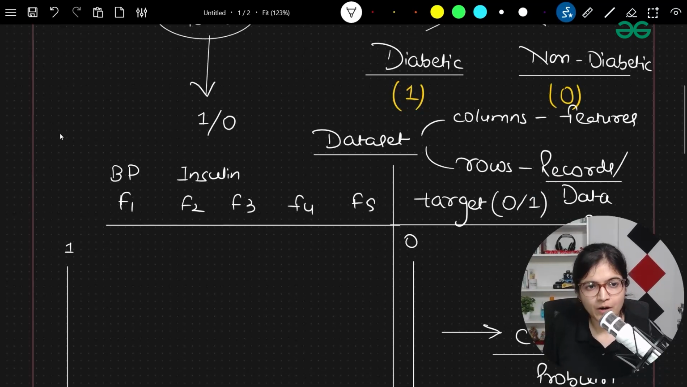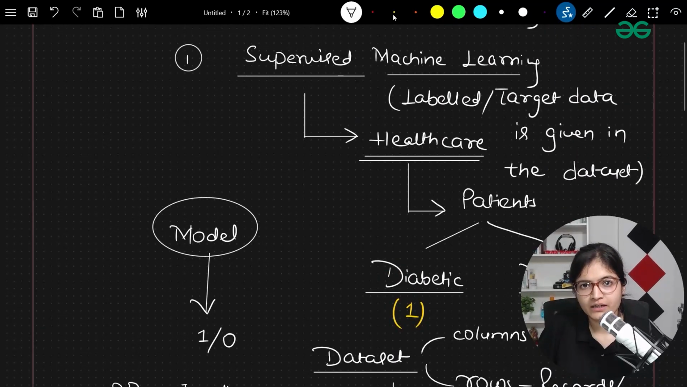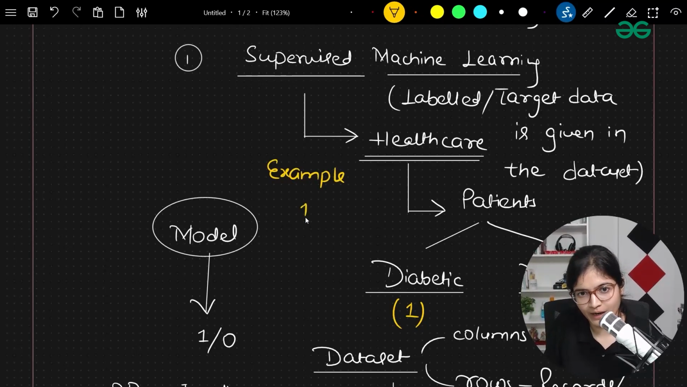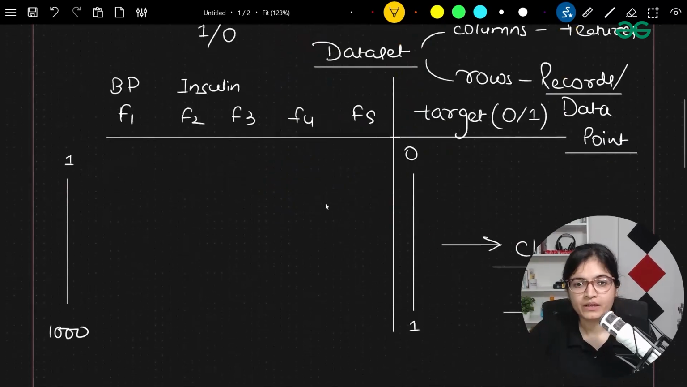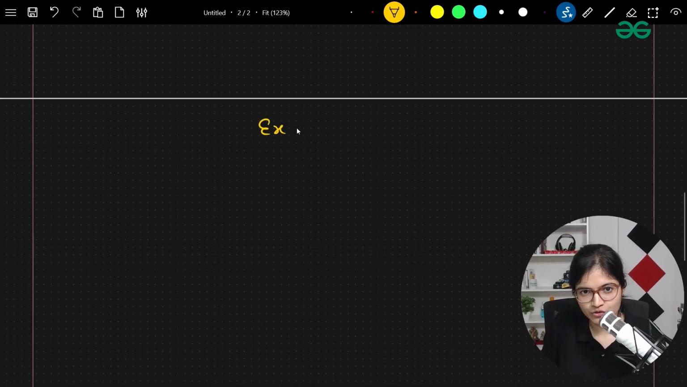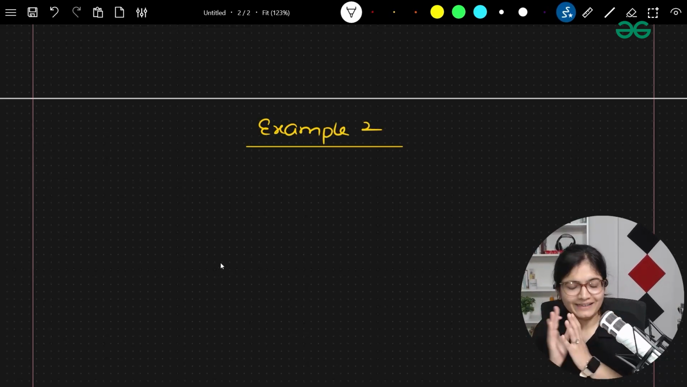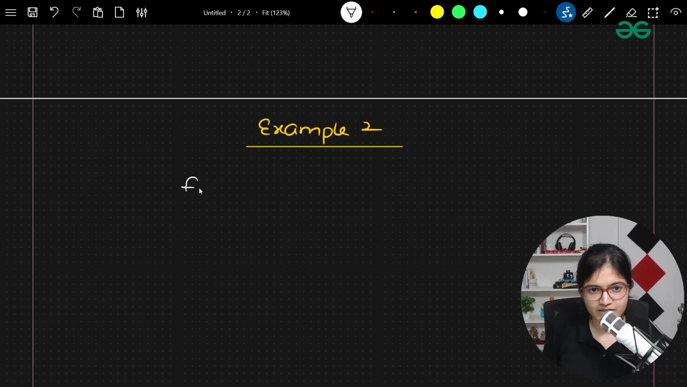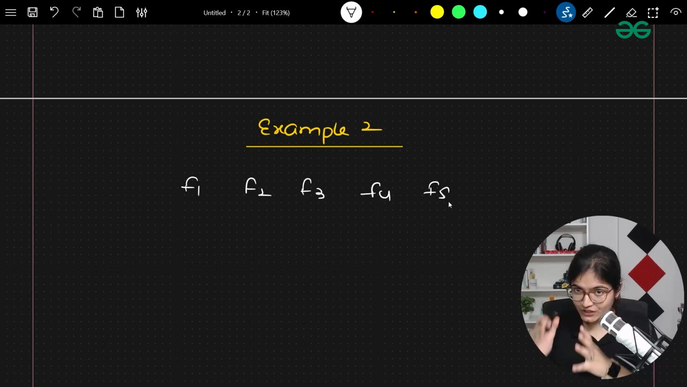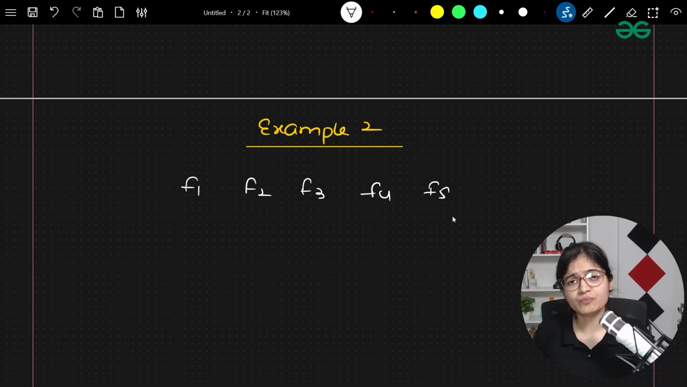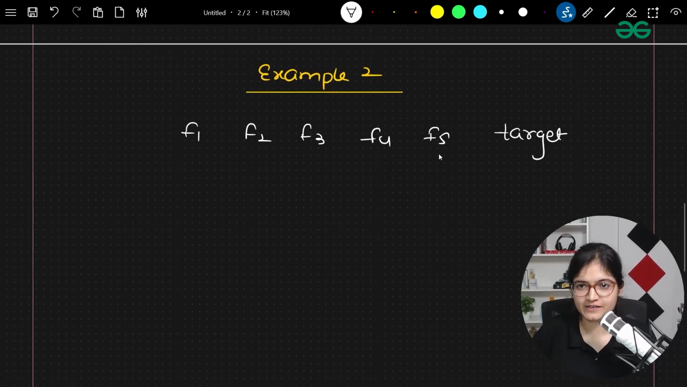For example, let me give you a second problem statement. This was problem statement 1, where we talked about the first example, which is from the healthcare domain. Now I will provide you example number 2. Again, try to listen to my problem statement very carefully. Let's say I am again providing you a set of features: feature F1, F2, F3, F4, and F5. When I say feature, again I mean a column. And corresponding to every record, you will have a target value. In this case, the target value is the house price.